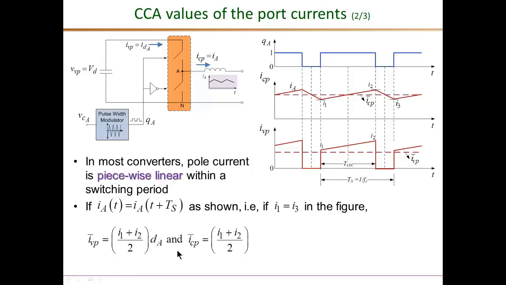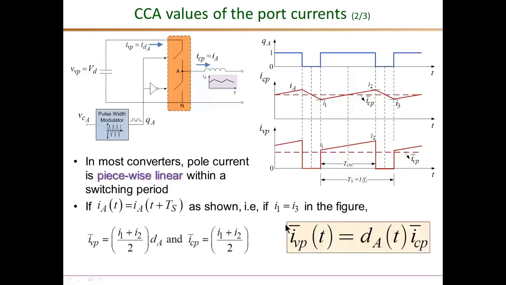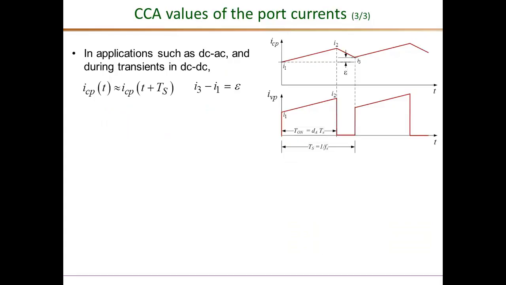So putting these two together, we get the IVP bar in terms of the ICP bar as IVP bar is D times ICP bar. Okay, that's the second equation that we needed to get the complete average model. Now, if we do consider the more general case where I3 is not exactly equal to the starting value I1, but let's say it is more than I1 by a very small amount epsilon.